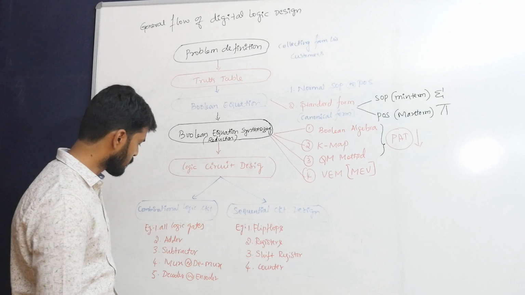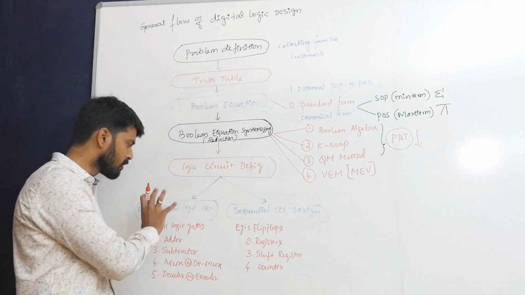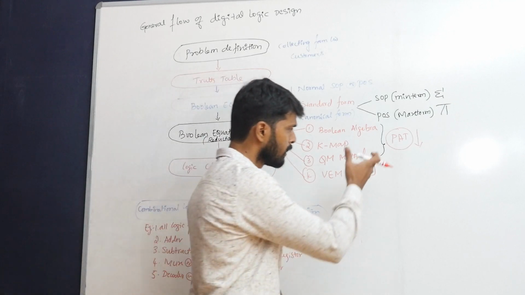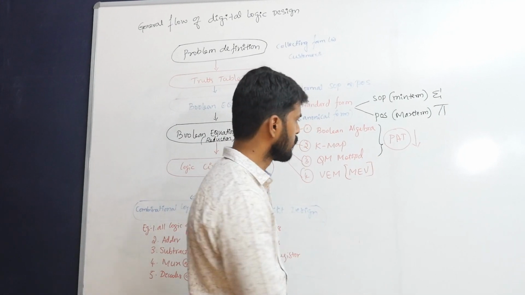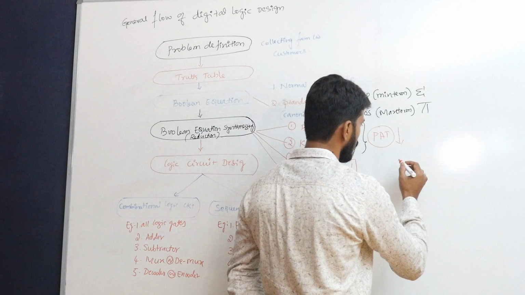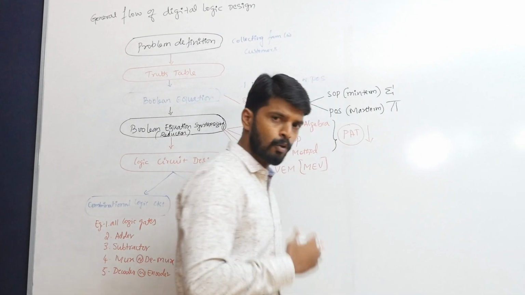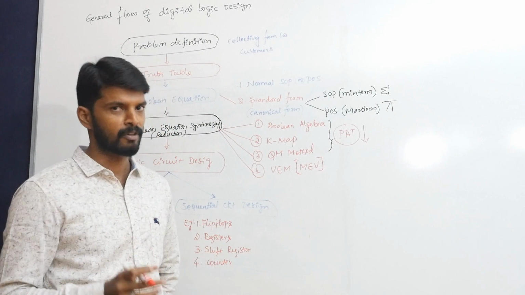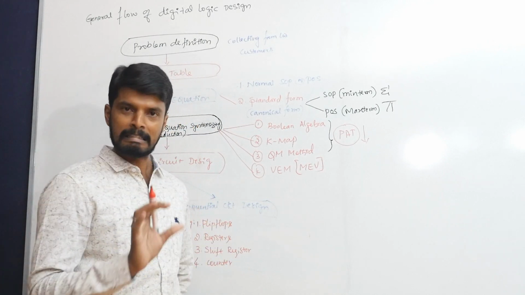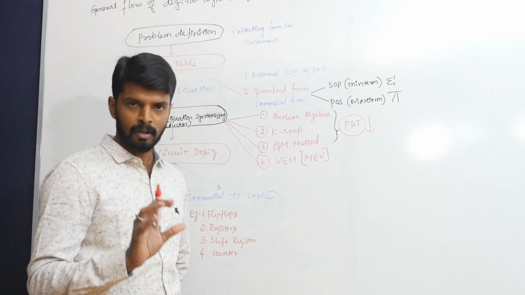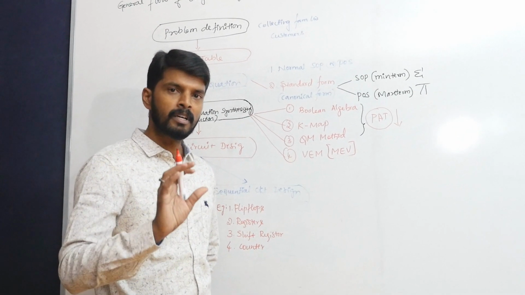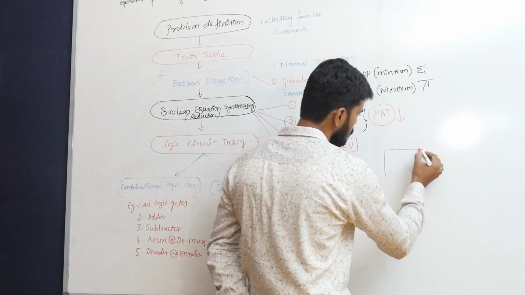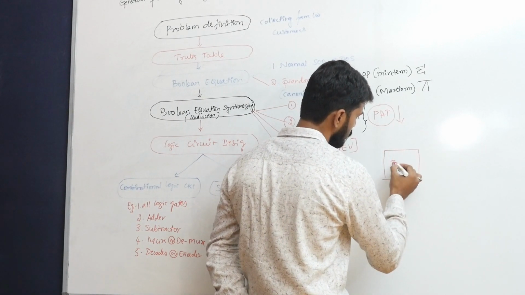So now we need to discuss what is the difference between the combinational circuit and the sequential circuit. Before that, we should know what the structure of a combinational circuit is and what the structure of a sequential circuit is. If I want to design a full adder, see, this is one full adder design.